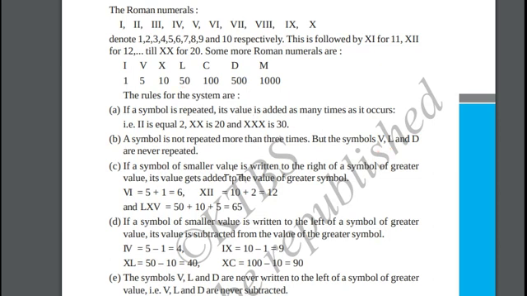If a symbol of smaller value is written to the right of a symbol of greater value, then the value gets added to the greater symbol. Here we can see 5 is the greater value compared to 1, and 1 is written to the right of 5. So we will add these two numbers. 5 plus 1 is equal to 6. Here we can see 10 is the largest number, and we wrote 2 I's to the right of it, which is nothing but 2. So we will add these two numbers. 10 plus 2 is equal to 12.